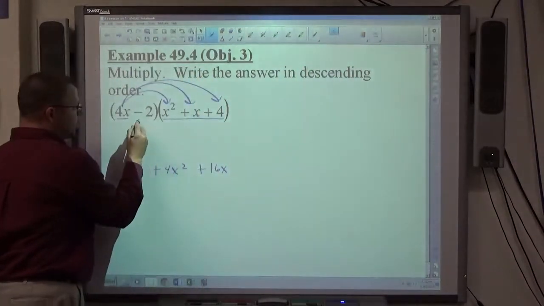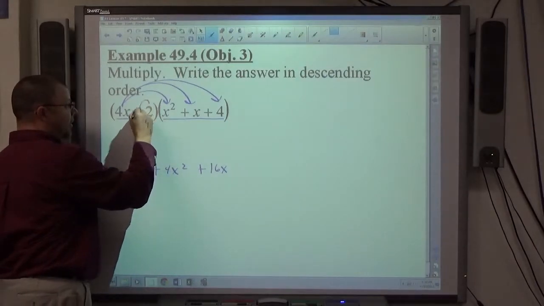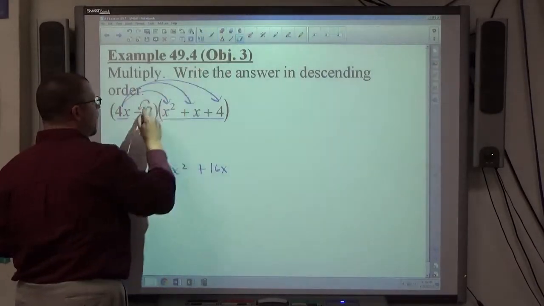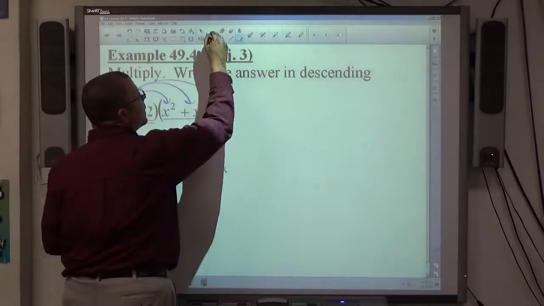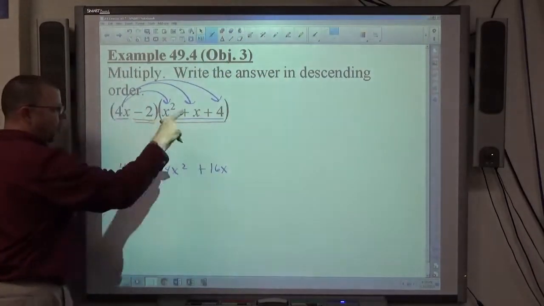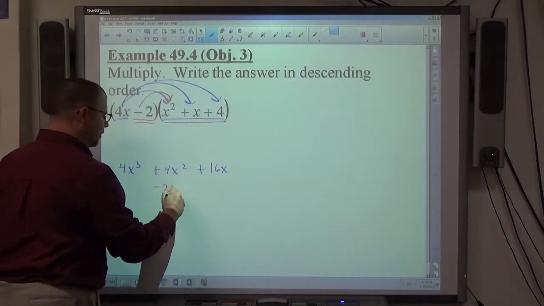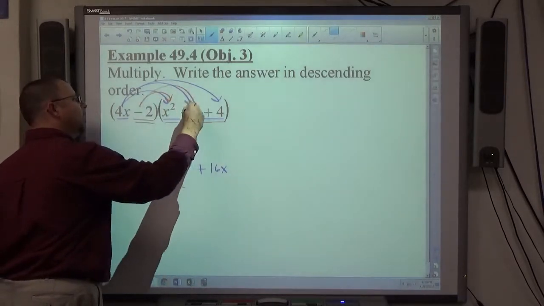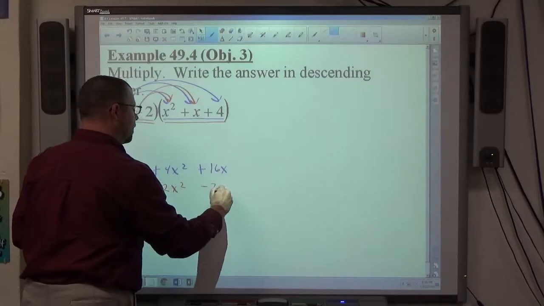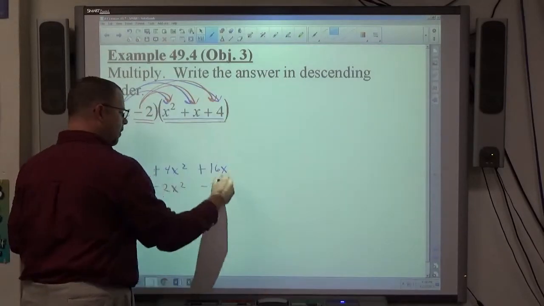Then I'm going to take negative 2, and this 2 is negative, that minus sign is attached to the 2. Negative 2 I'm going to multiply by the entire second parentheses, so all 3 terms. So negative 2 times x squared makes negative 2x squared. Negative 2 times x makes negative 2x. Negative 2 times positive 4 makes negative 8.